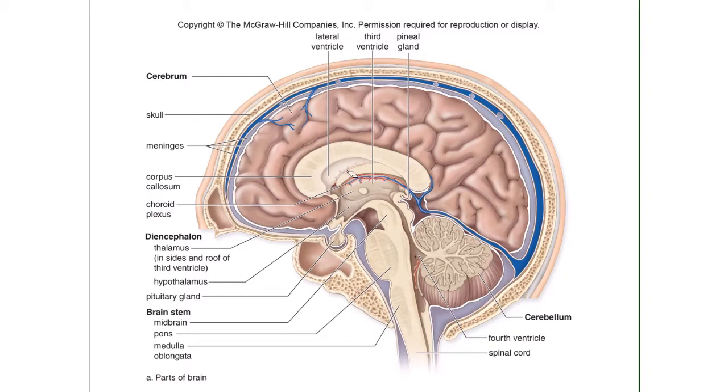And we can see that there are these choroid plexuses, which are vascularized tissue that produces CSF, and it's going to go into the third ventricle, down the cerebral aqueduct into the fourth ventricle. From the fourth ventricle, it is going to go down the central canal of the spinal cord.